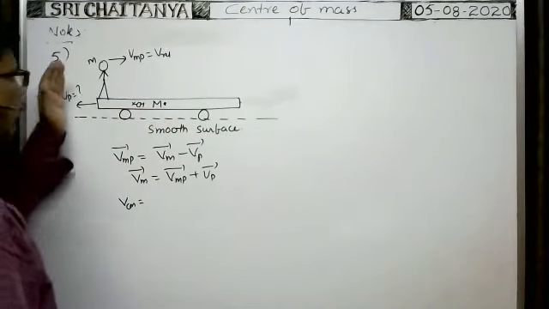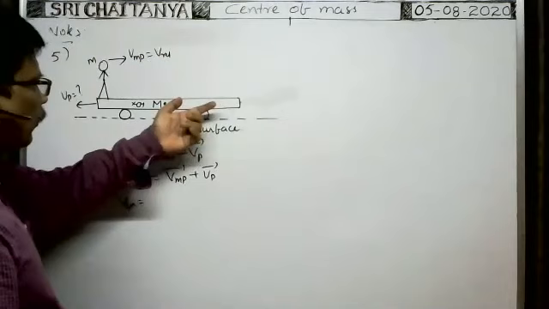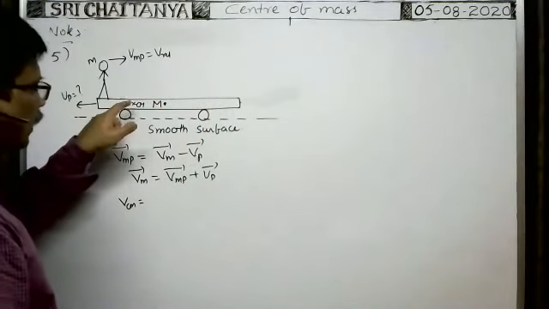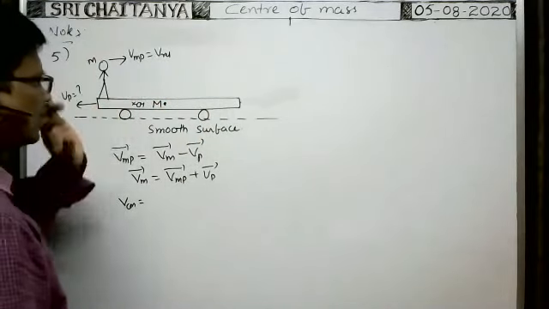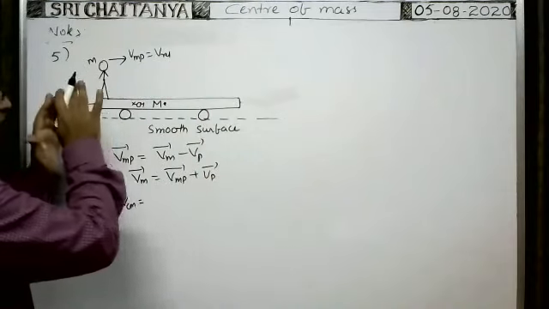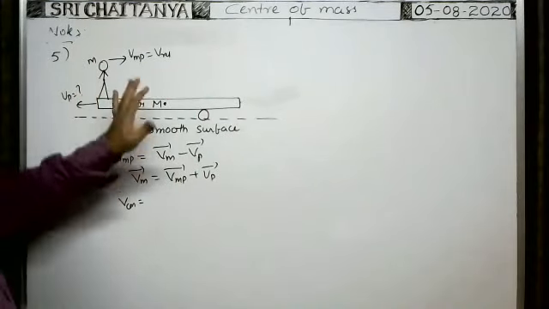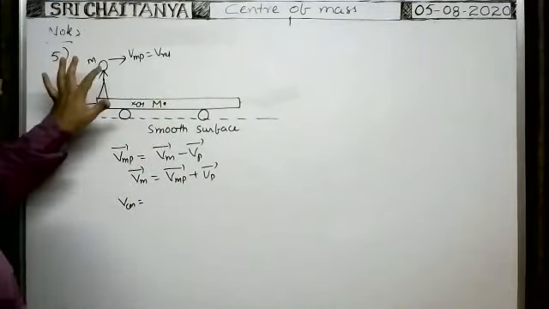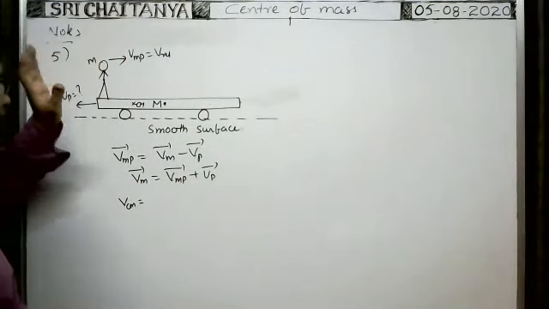So whenever the man moves in forward direction, the plank moves in backward direction, but there is no change in the position of center of mass. It is still at rest only, because initially plank has no velocity. Initially, man has no velocity. Initially, they are at rest.